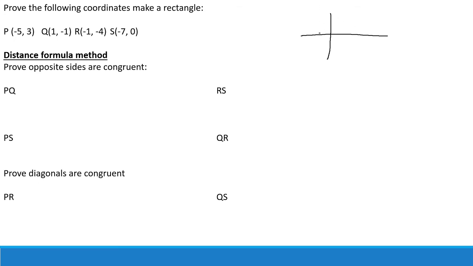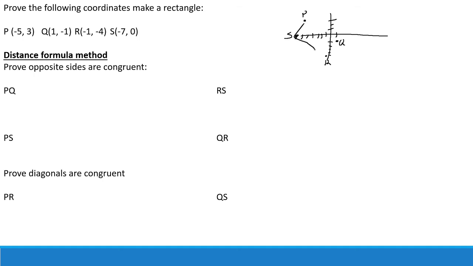So P is at negative 5, 3, so it's going to be somewhere, let's see, 1, 2, 3, 4, 5, 1, 2, 3. So P would be somewhere right there. Q would be 1, 1, so 1, 1. There's Q. R would be negative 1, negative 4, 1, 2, 3, 4. So there's R. And then S would be negative 7, 0. So 5, 6, 7. So S would be like right there.